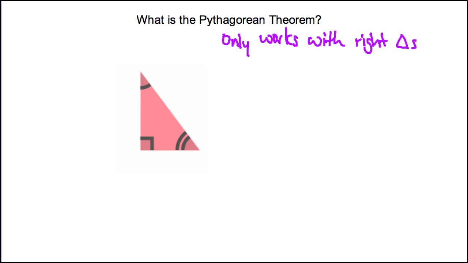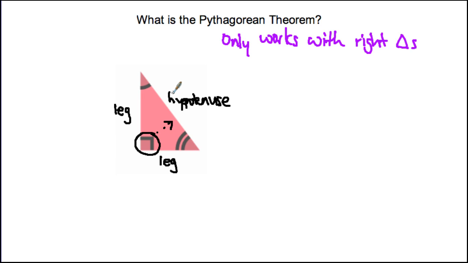The first thing we need to know is some words that go with triangles. In a right-angled triangle, you'll always have these two shorter sides connected by the right angle, and those are called legs. Here's one leg, and here is the other leg. The third side, which is always the longest and is opposite the right angle, is referred to as the hypotenuse. You will hear these words used an awful lot. We have legs and we have the hypotenuse.